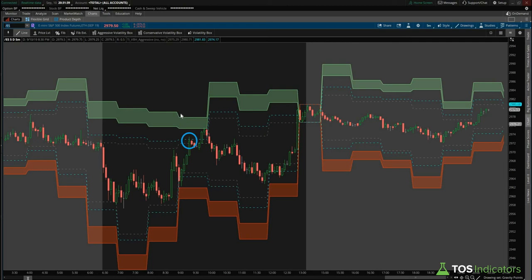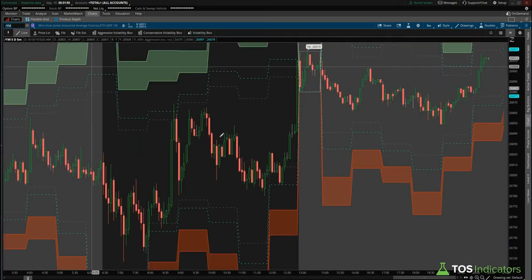Our stop was outside of the volatility box. We gave it 6 points of room. First target was the same 6 points, and our second target was 7.5 points at that target line, both of which were hit for a T1 and a T2. Our next trade that we'll talk about was in the Dow futures.